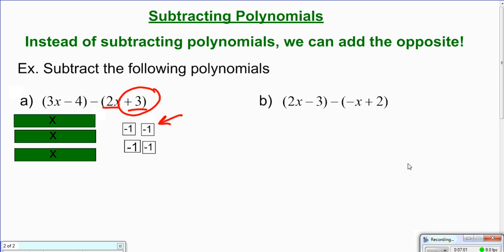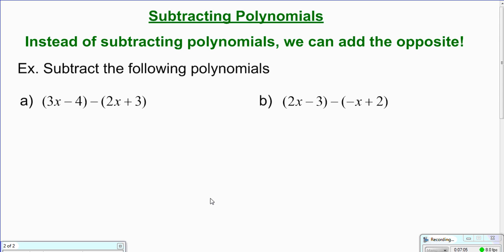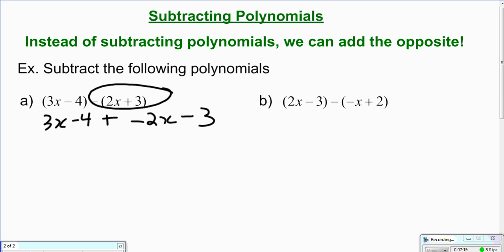Okay? So I'm going to move all this out of the way. So we're going to have 3x minus 4, and we're going to add the opposite of 2x plus 3. So we're going to add negative 2x and negative 3. So the opposite of positive 2x is negative 2x. The opposite of positive 3 is negative 3. So we get 3x minus 4 minus 2x minus 3, because adding a negative is just the same as subtracting.